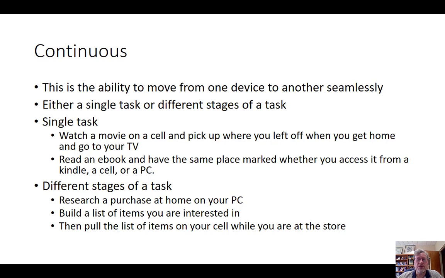Continuous. Continuous is the ability to move from one device to another device seamlessly. There are kind of two big areas here. We may be talking about a single task where we change devices in the middle of a task, or we may have different stages of a task that are better to do on different devices. So, for example, a single task, let's say we're out and about and we download a movie, we're watching it on our cell phone, we get home and we want to go to our TV.